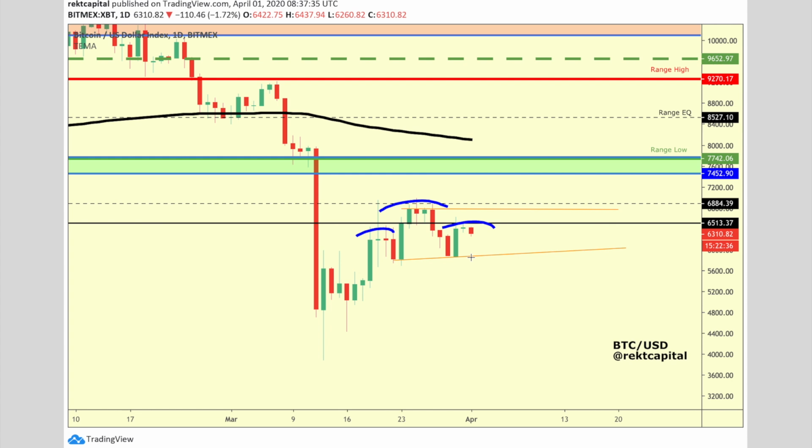Nothing really has changed in terms of my short-term bias. So this is what I'm going to be watching for. I'm going to be watching for this trend line in the short term, because once we see this continuation of the rejection, then this is a level that I'll be watching for in terms of what could happen next to Bitcoin.